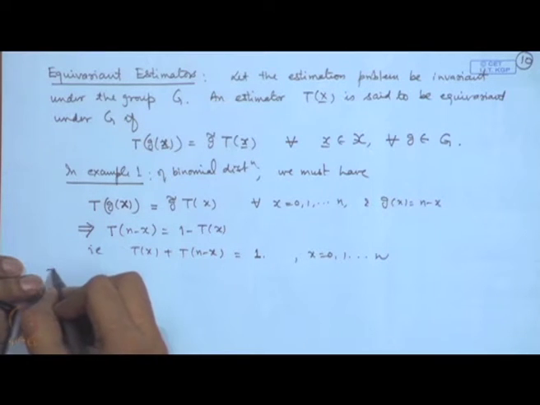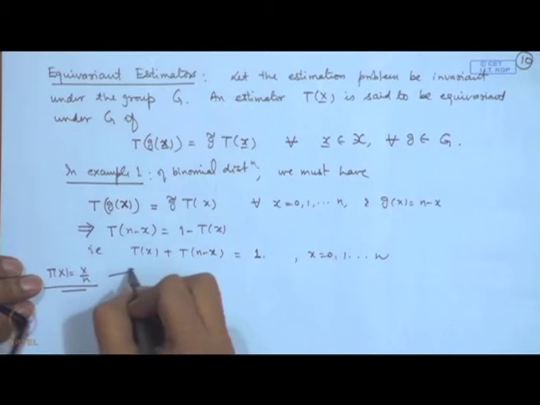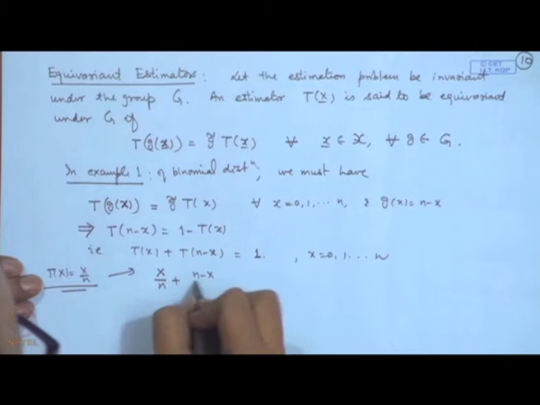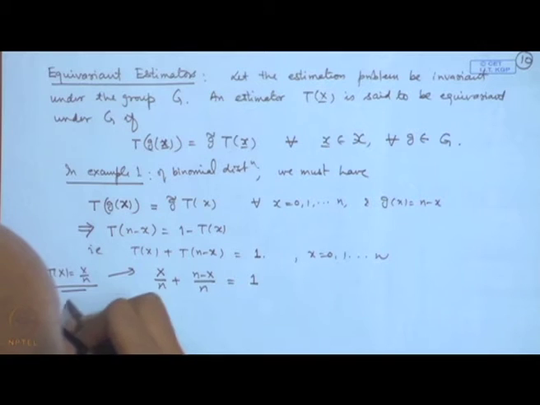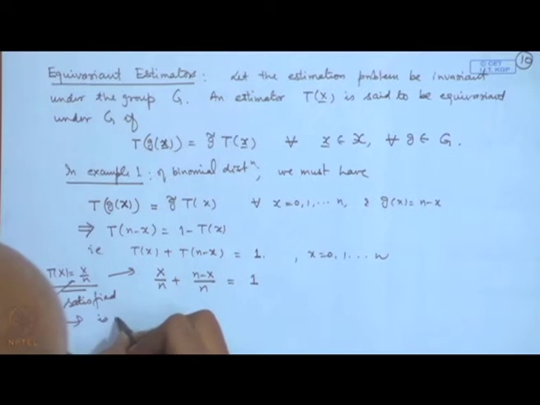See, for example, if I take T x is equal to x by n, then this is satisfying this condition, x by n plus n minus x by n, that is equal to 1. So, this is satisfied. So, this is an equivariant estimator.